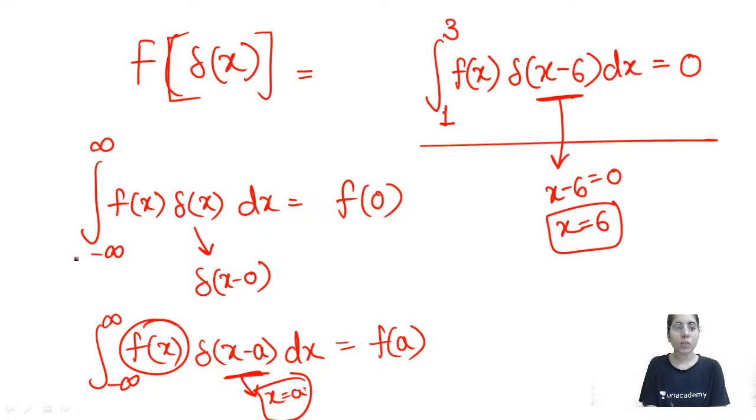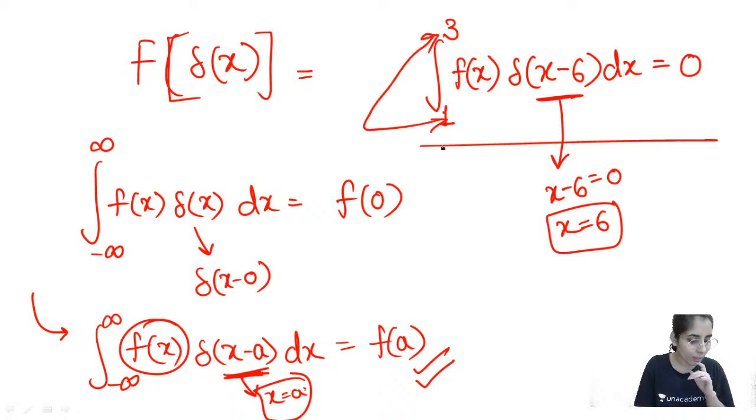Generally we consider this property within the limits minus infinity to plus infinity, and every value which we will get here will exist there. That's why we say the general property is this. But if that value is not existing within the limits, then you will say the answer is 0. Even some of the students have mentioned in the comments that the answer is F6, but it is not F6. Why? You have to focus on the limits as well.